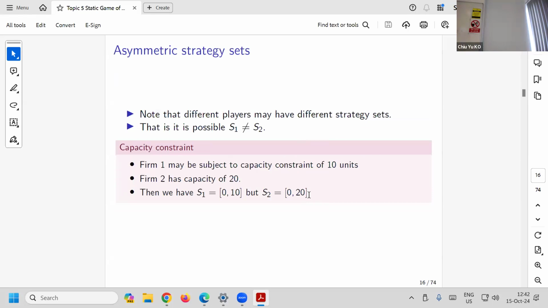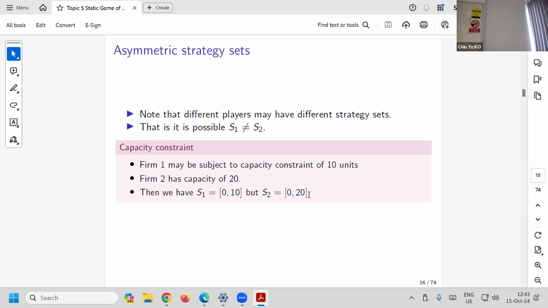And in general, in games the strategy set may not be symmetric. Firm 1 and firm 2, for example in duopoly, may not have the same strategy set. So firm 1 may be subject to a capacity of 10, and firm 2 may be 20, then the strategy set for firm 1 will be S_1 from 0 up to 10, and S_2 will be 0 up to 20. That would be the model.